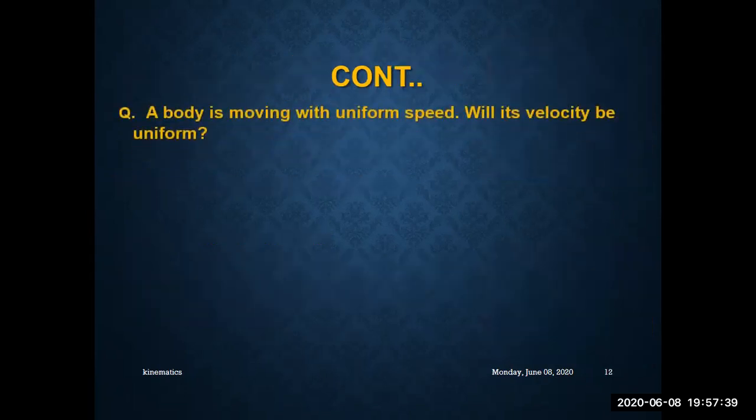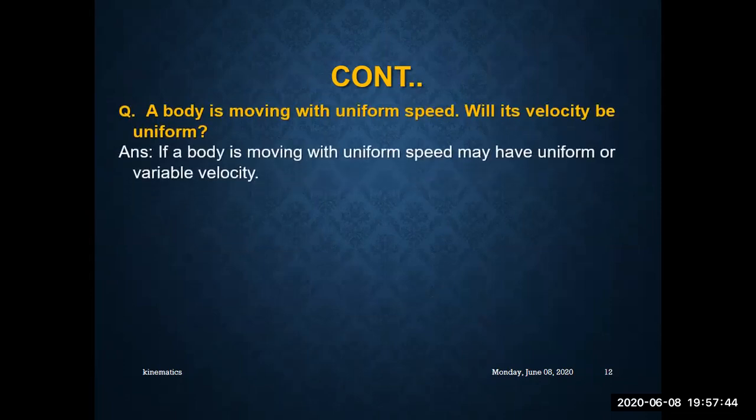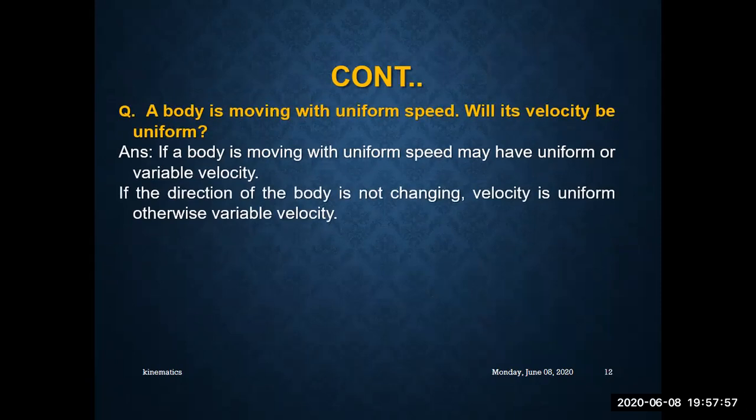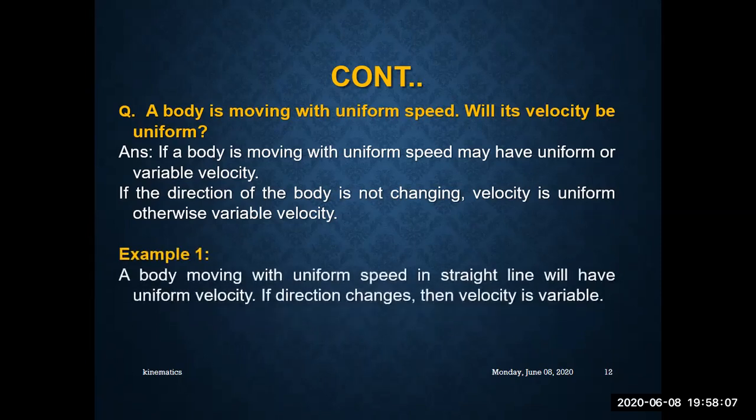So a body is moving with uniform speed. Will its velocity be uniform? If a body is moving with uniform speed, it may have uniform or variable velocity. If the direction of the body is not changing, velocity is uniform. Otherwise, variable velocity. Example: a body moving with uniform speed in a straight line will have uniform velocity. If direction changes, then the velocity is variable.